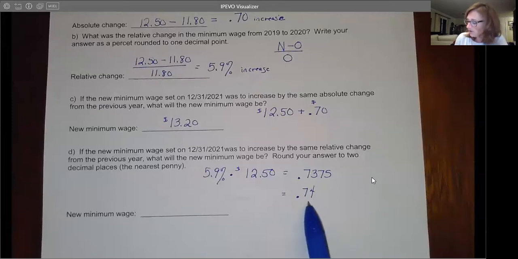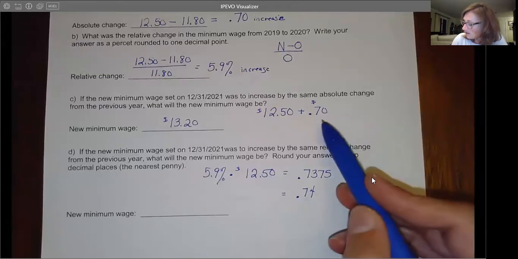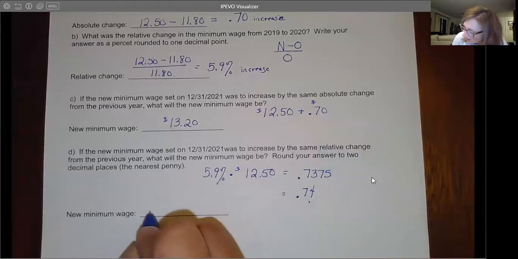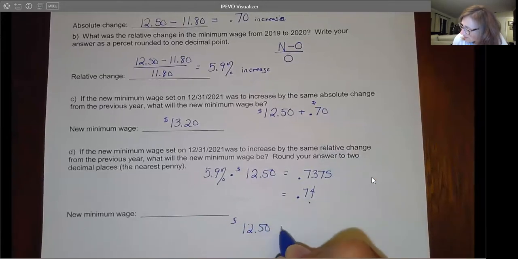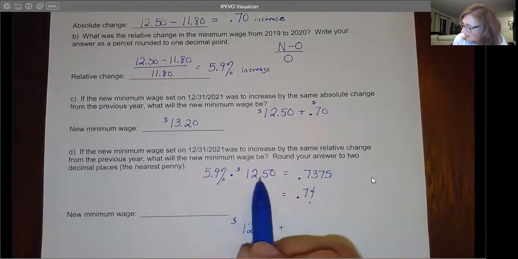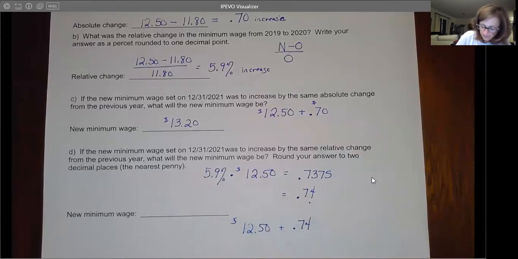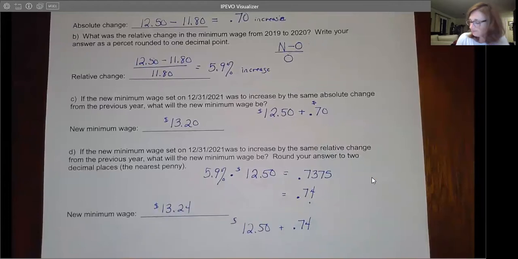So if you round it to 2 decimal places, is that what you guys got? Check it again. Yep, rounded to 2 decimals. So we hope that when things get increased, rather than increasing by 70 cents, they'll use the relative change. So then it would be 12.50 plus, if it increased by 5.9%, again, it's going to add 74 cents to it. So did you guys get the new minimum wage? It would be $13.24.